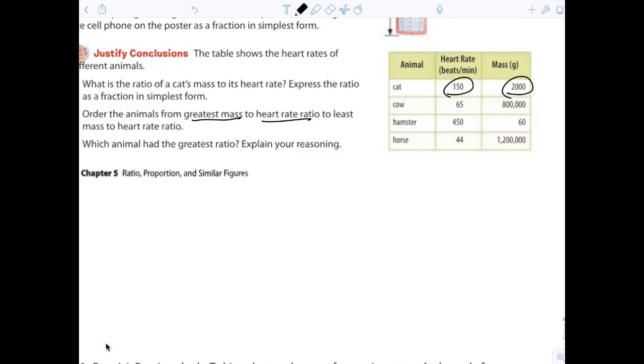We're doing, it says specifically, the mass to the heart rate. So over here for the cat, on your paper, I want you to write down cat is equal to 2,000 to 150. Everybody see that? Now, I don't really like comparing fractions. I'd rather compare decimals. So take your calculator and do 2,000 divided by 150. Somebody tell me what that decimal was. 13.333. So 13.3 repeated, right? Everybody should be able to tell me that's the same as 13 1/3, but that's okay. Now that's for the cat.